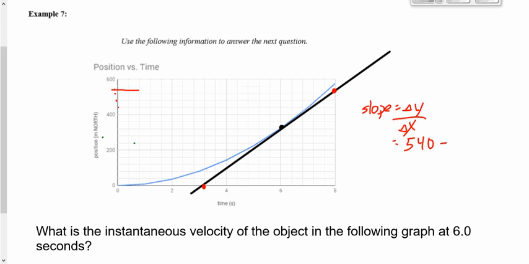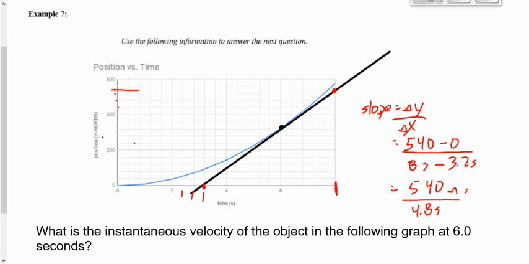540 minus 0, over 8 seconds minus, what is this going to be? 2.4, 2.8, 3.2. So 540 divided by 4.8 seconds. 540 divided by 4.8 gives me a value of, I got 113.